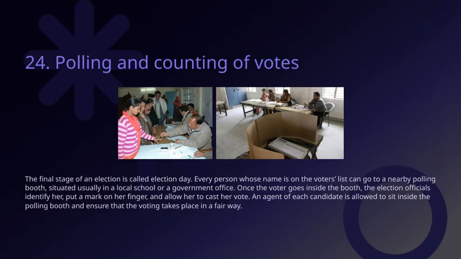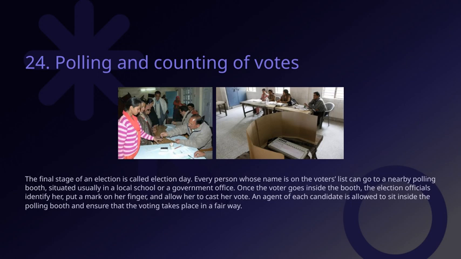These booths are usually set up in familiar places like local schools or government offices to make it easy for voters to access them. When a voter arrives, the election officials first identify her, sometimes by checking her ID, and then they mark her finger to prevent multiple voting. After that, she is allowed to cast her vote.